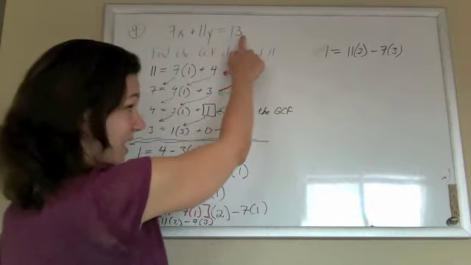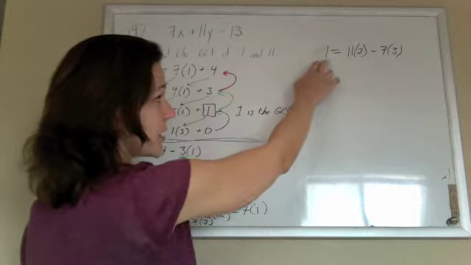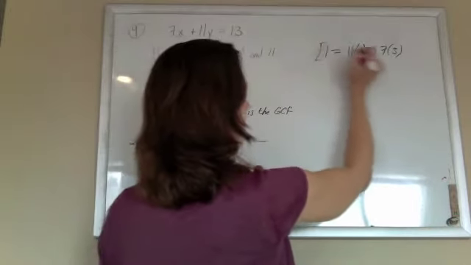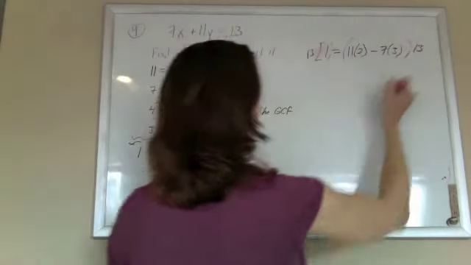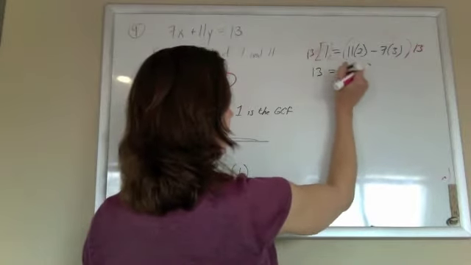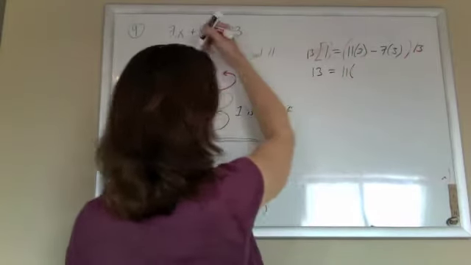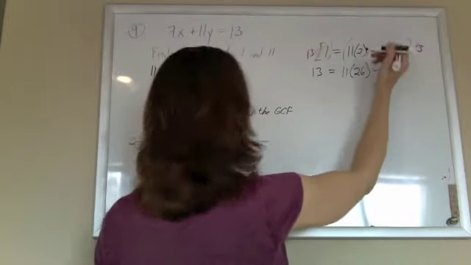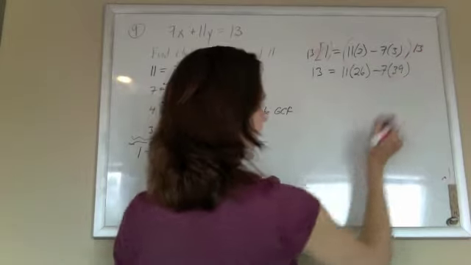I kind of need a 13. And so I can make a 1 be 13 if I want, if I multiply both sides of the equation by 13. So then I'll have 13 equals, I'm going to keep the 11 because I want the 11. And 2 times 13 is 26. I'm going to keep the 7 because I want the 7. 3 times 13 is 39.